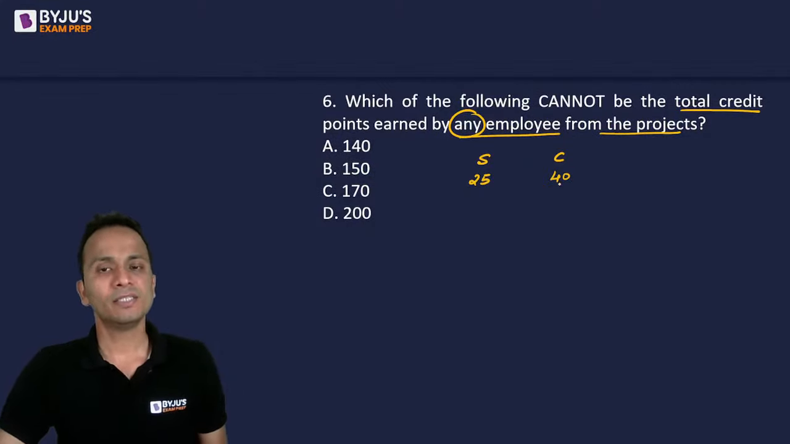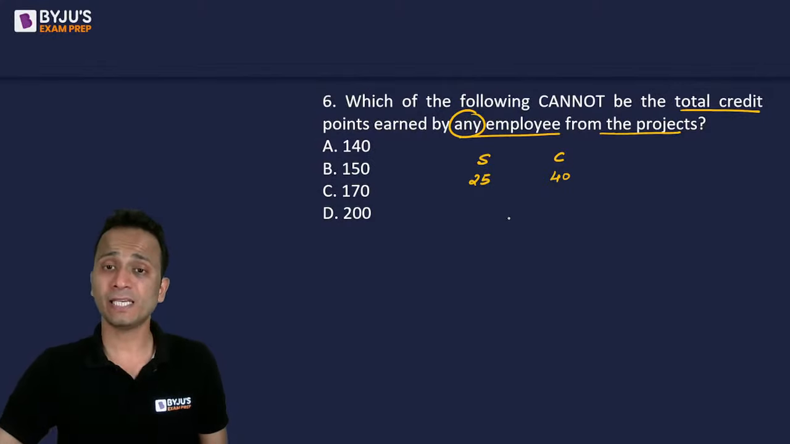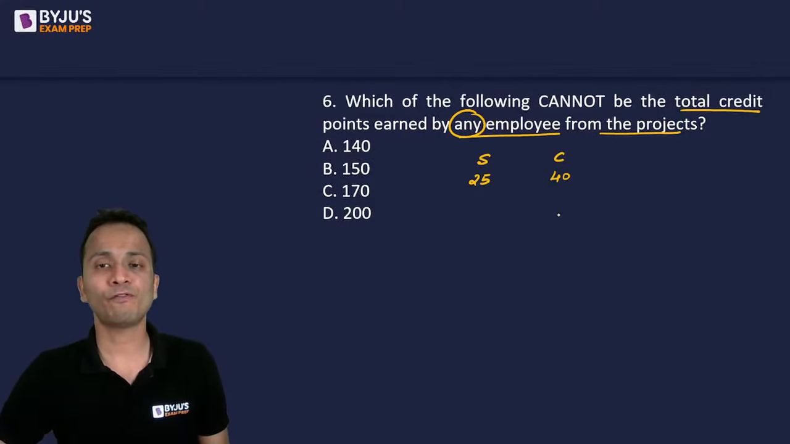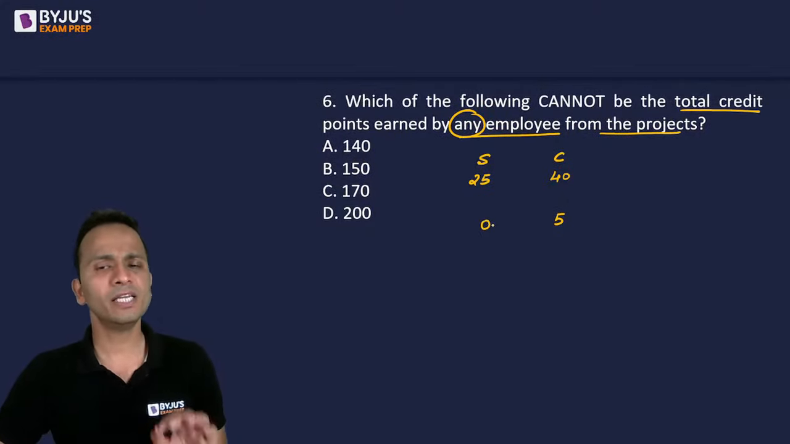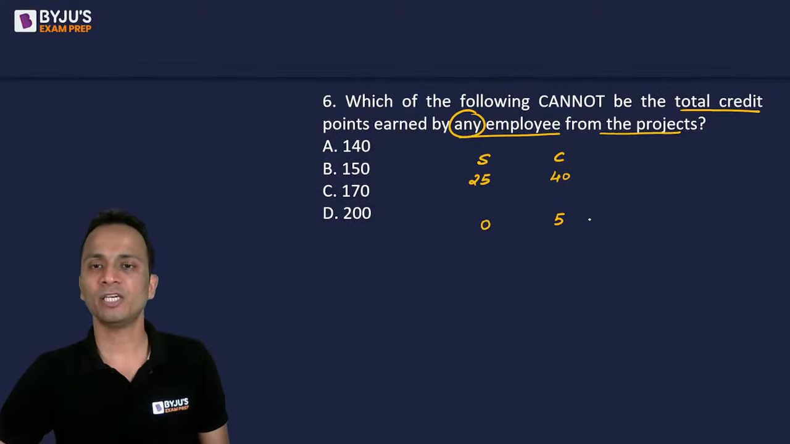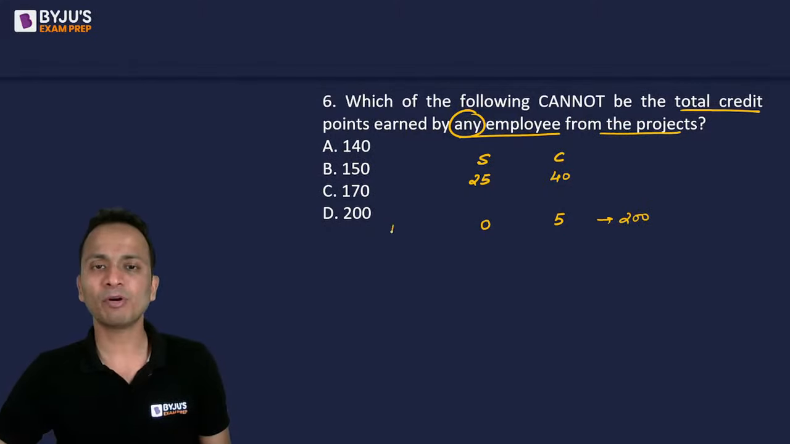Okay, now he has worked for 5 months. Let's say this employee has worked for 5 months, and every time he has worked on the challenging project, and in none of the months he has worked on a standard project. So total money earned will be 5 into 40, that is 200. This is one possibility.